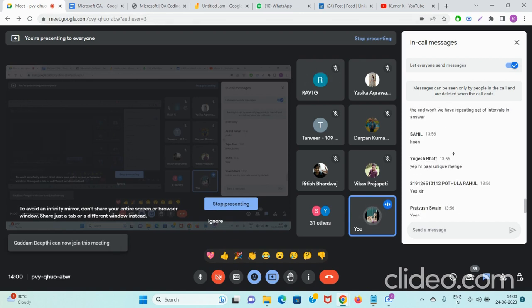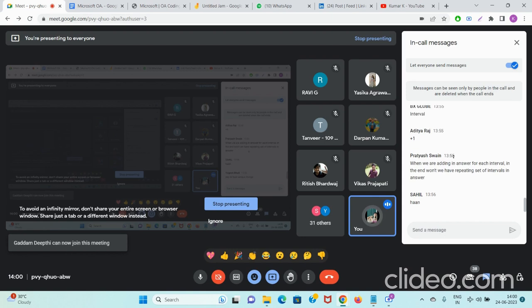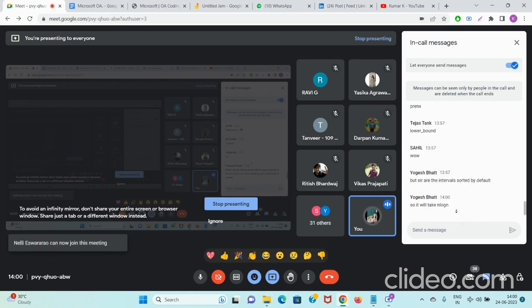Yeah, we can use the direct, guys, we can use this direct inbuilt function also, upper bound, but main kyun nahi bol raha hu? Kyunki guys, there can be some people who are beginner in coding. Agar main ab directly unko upper bound bolunga, to unko samjhega nahi.